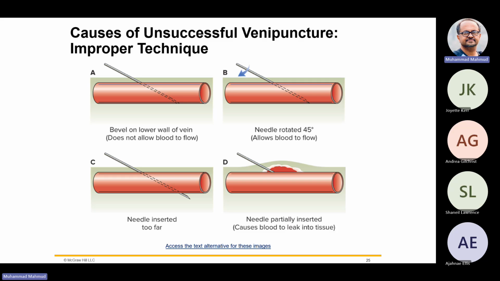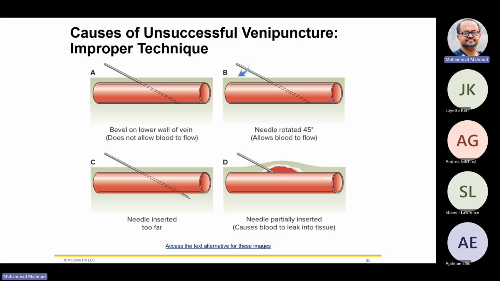There will be no blood. In B, in that case, the needle is rotated to allow the blood to flow. That we can do. This helps. In picture C, needle inserted too far. It goes through and through. So that is another reason. And the last one, needle is partially inserted, causing blood to leak into the tissue, which is called hematoma formation.